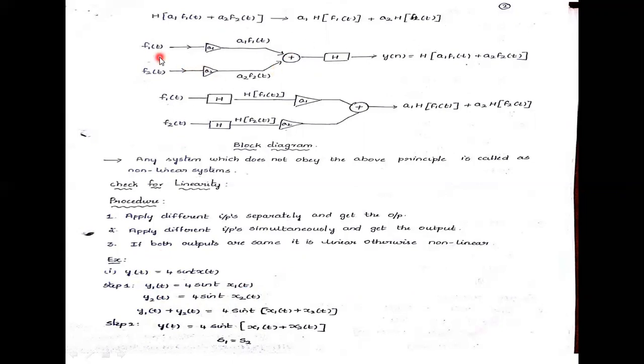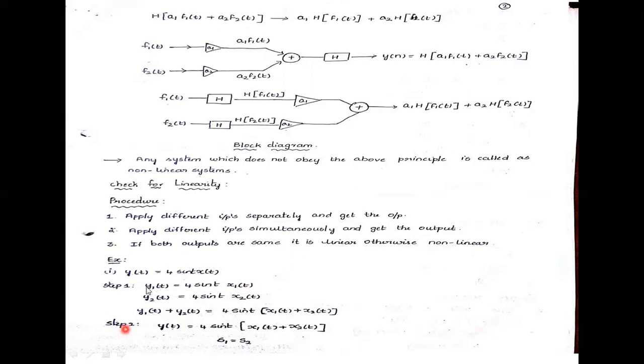See, my dear students, the first block diagram is saying that before giving to the system, you have to add the two signals. What I assume here, the first signal is x1 and the second signal is x2 for the responses of y1 and y2. So y1 plus y2 is equal to 4 sine t times x1 of t plus x2 of t, because the 4 sine t is common to the two terms.